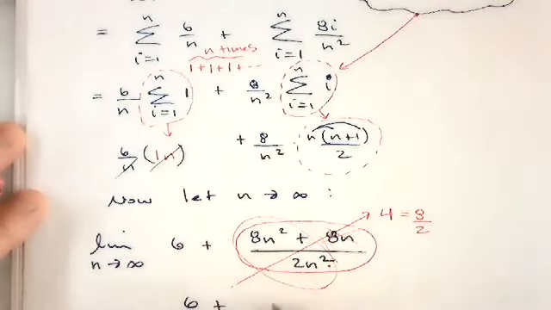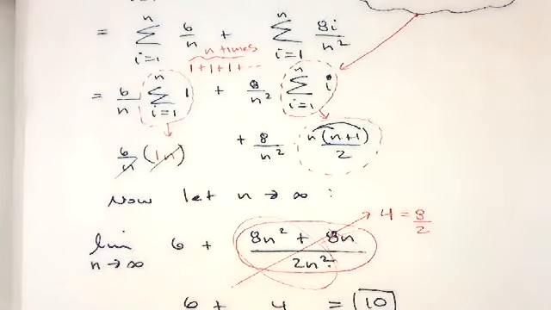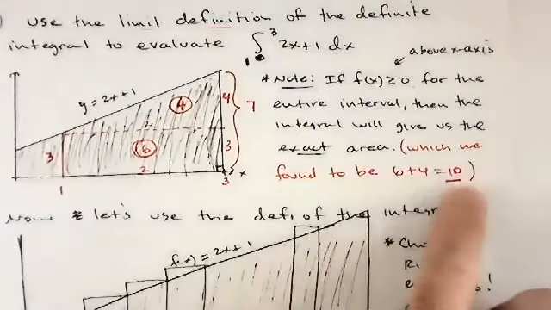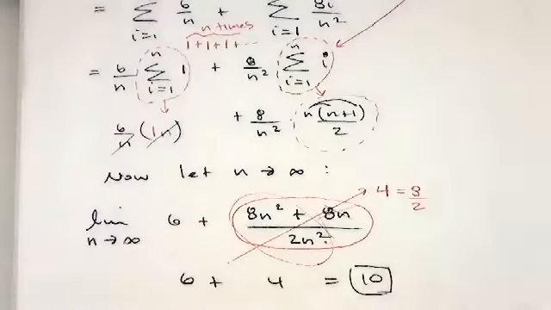And my answer then becomes 6 plus 4, which, what do you know? Calculus actually worked. Because that's exactly what we were expecting the answer to be, right? We were expecting it to be 10.